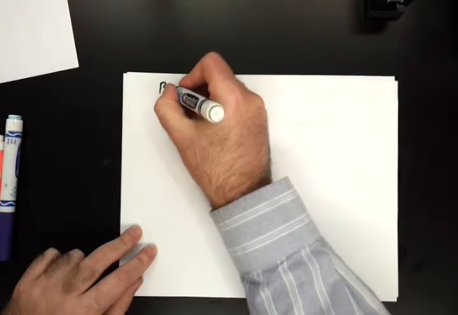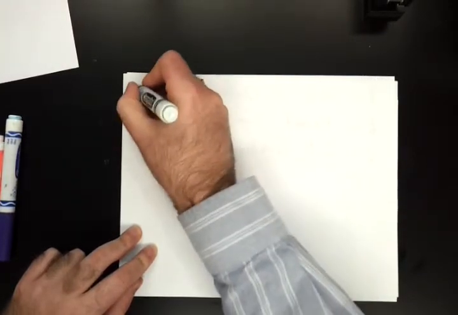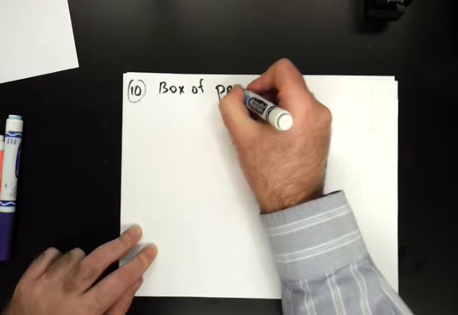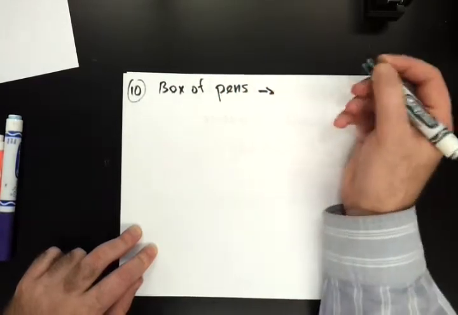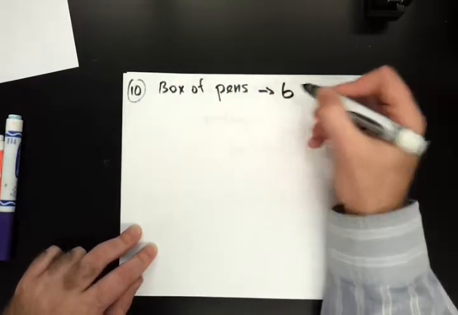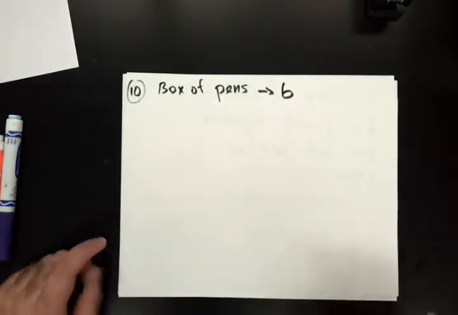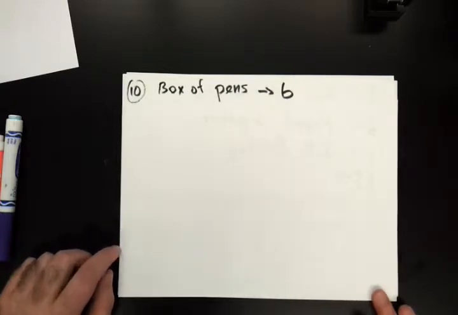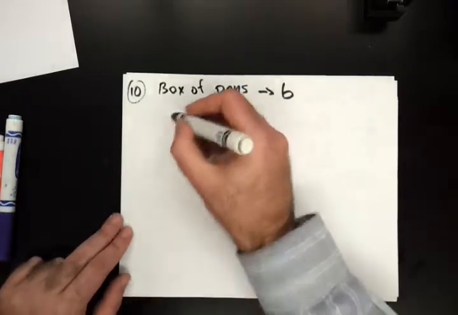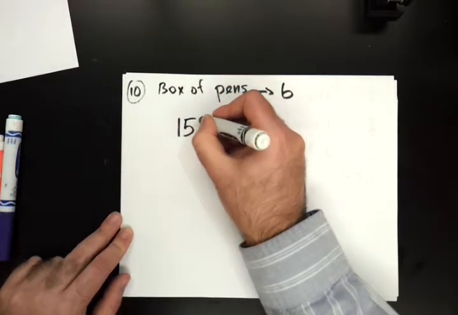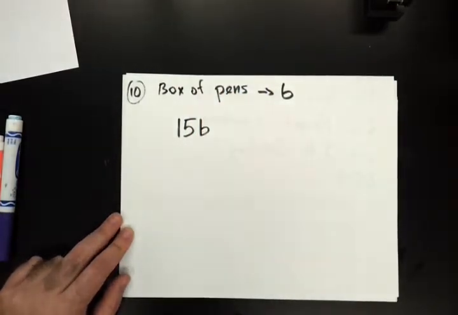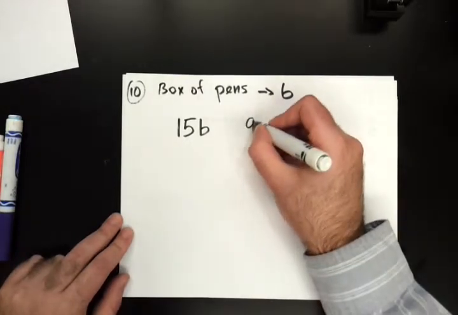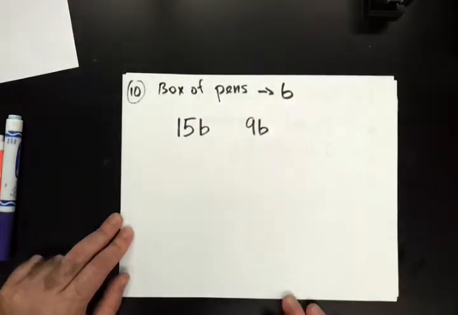I'm going to give the box of pens, that's number 10 by the way, a variable. I'm going to go with B for box. You could have gone with anything else, including X. So I'm going to use B. I know that accounting ordered 15 of these boxes. So 15B for the accounting department. I know that the marketing department ordered 9 boxes of pens. So 9B for the marketing department.